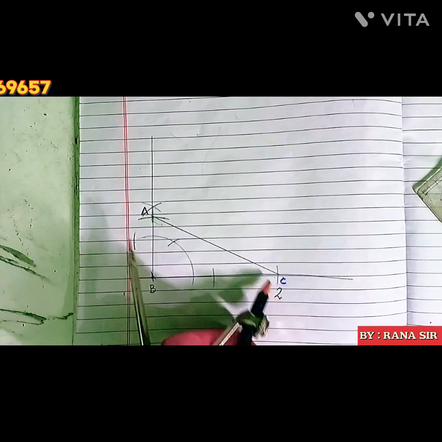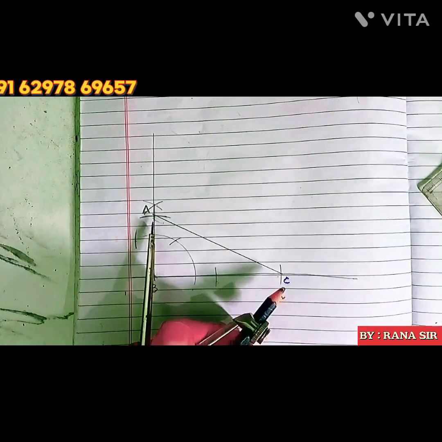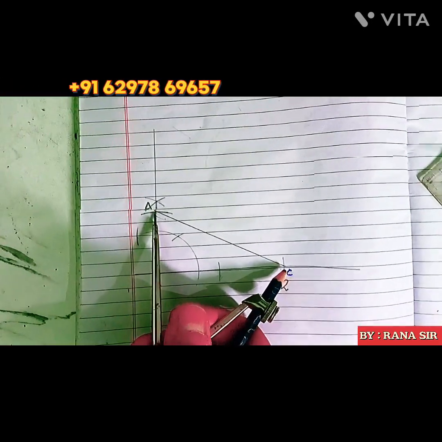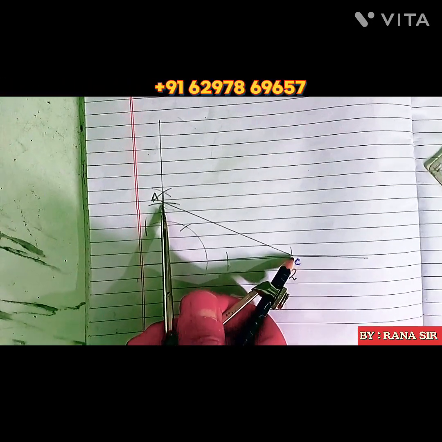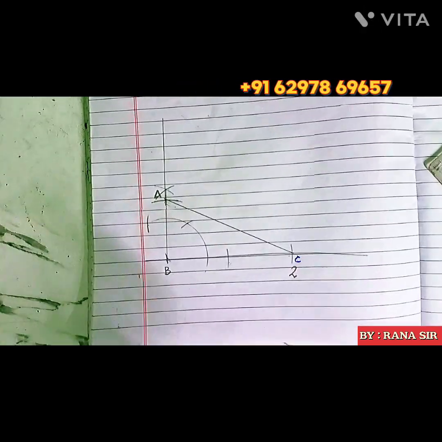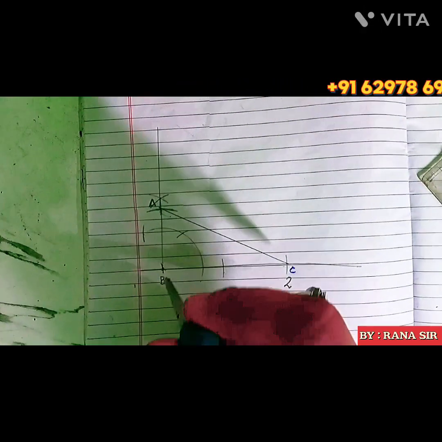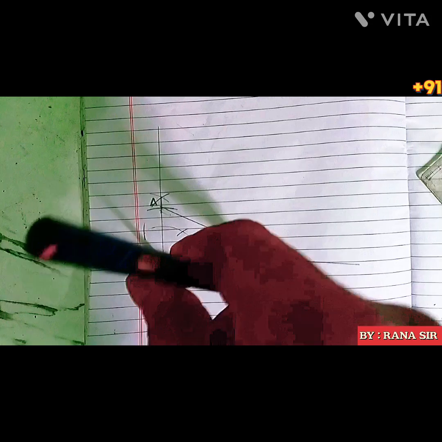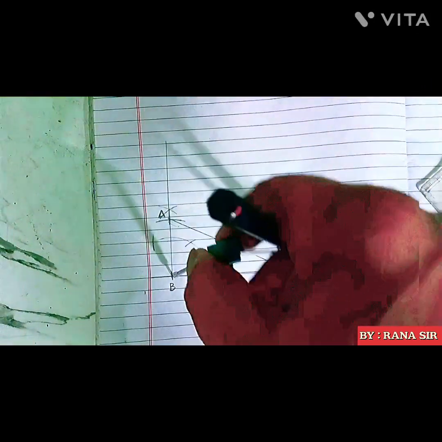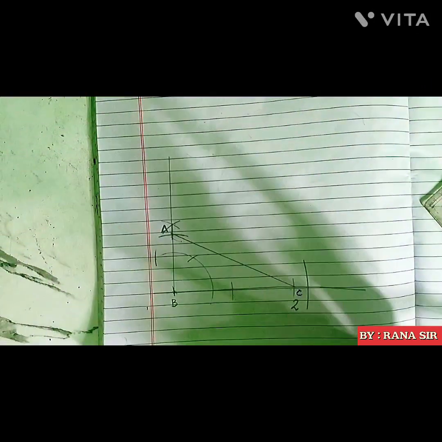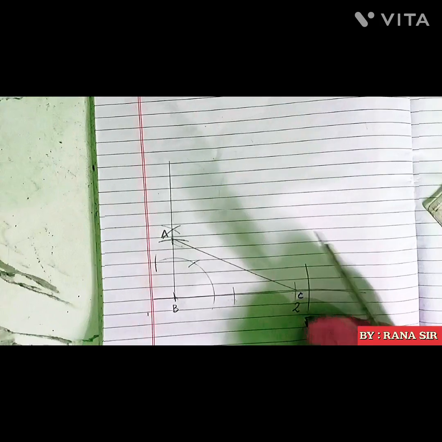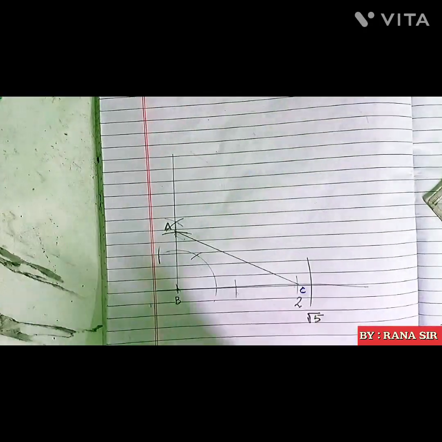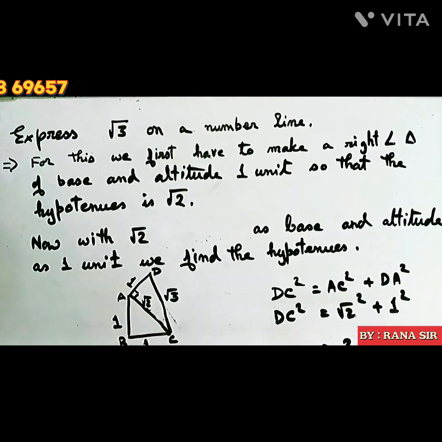So I've joined A to C and I'm taking the distance AC. So this is my root 5 distance. I'll be marking from point B, that is my 0 point. This is my root 5. This is my root 5 on a number line.